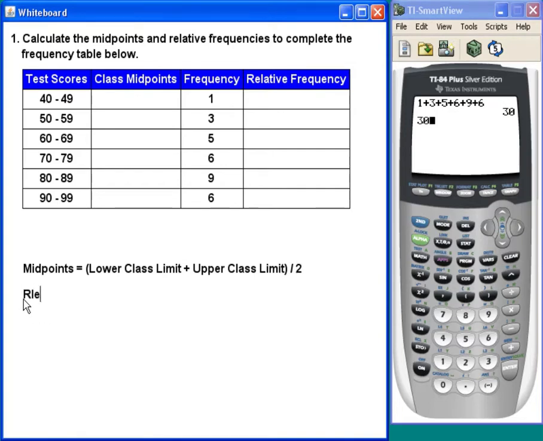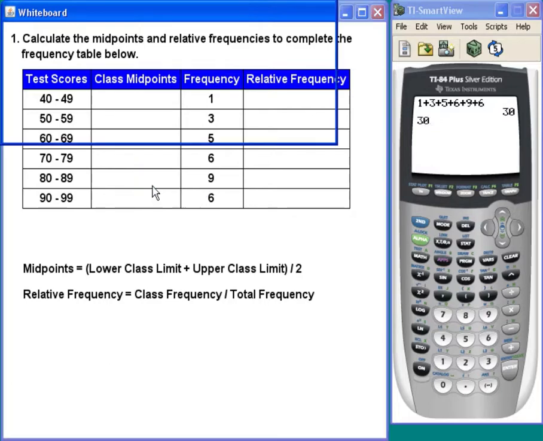And the relative frequency, what we do here is we take the individual class frequency divided by the total frequency. Alright, so let's start off with the midpoints to begin with.